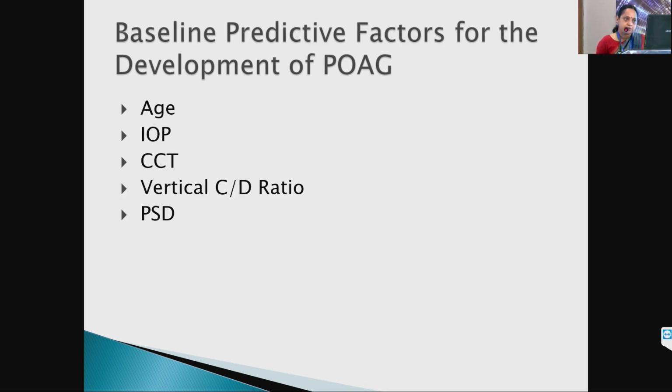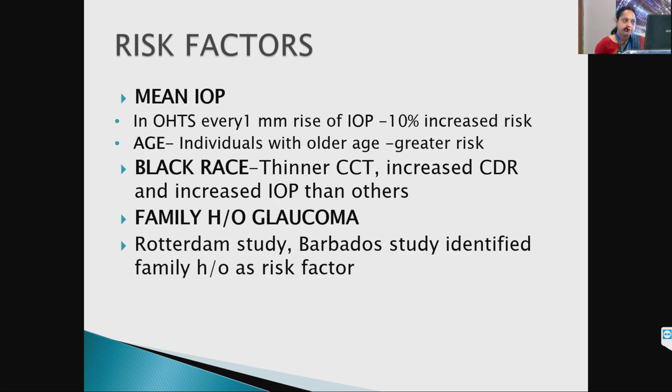Based on the OHTS and EGPS study, baseline predictive factors were identified. It includes age, IOP, central corneal thickness, vertical cup disc ratio, and pattern standard deviation. So for every 1 millimeter rise of IOP, there was 10% increased risk for POAG. And with increasing age, there was increased risk. Black race people had thinner central corneal thickness, increased cup disc ratio, and increased IOP, which made them more prone to POAG.